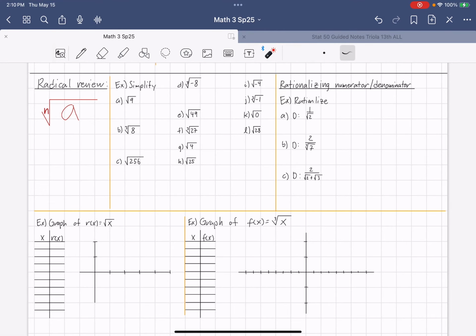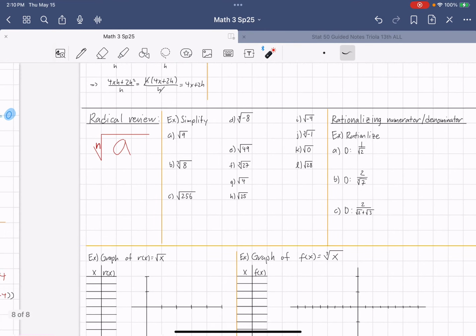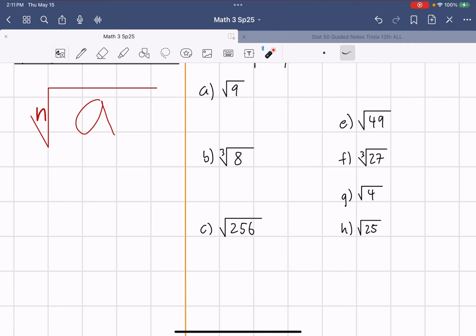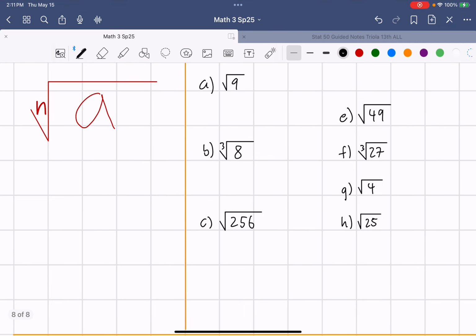Let's talk about radicals here. It's a quick little radical review. So to start, we have this sort of checkbox, which is our radical symbol. The number inside this wedge is known as the index of a radical. And then inside the radical, it's known as the radicand. Just have some terminology there.